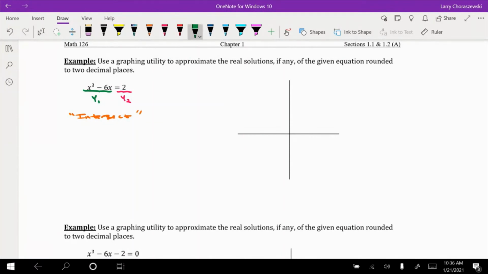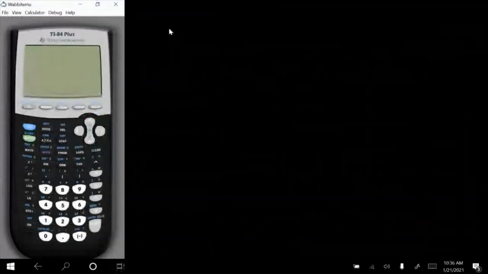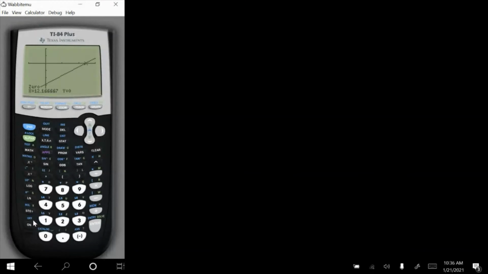And when we get to the graphing calculator, we'll go into the y equals menu, and in y1, we're going to type in x cubed minus 6x, and in y2, we're going to type in 2. Okay, you ready? All right, so let's press y equals. To get rid of our last example, you can just press clear, which is right underneath the arrow buttons here.